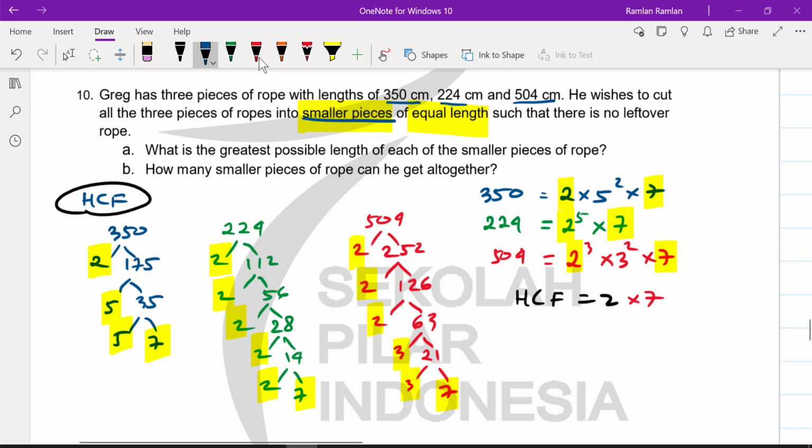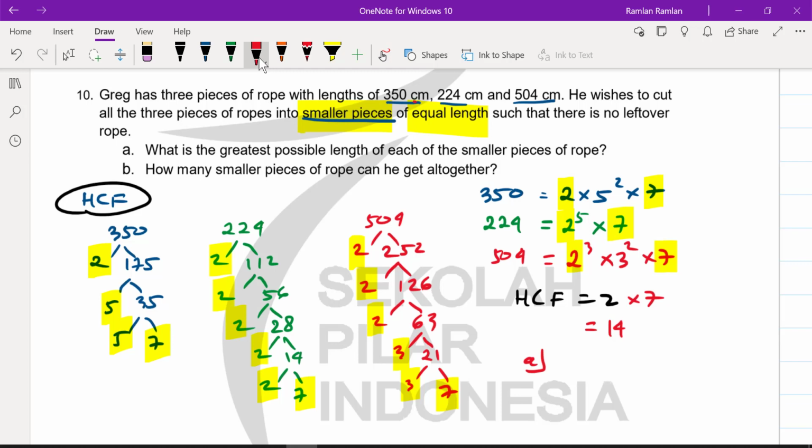Now, we do not take the 5 because we don't have any 5 over here, we don't have any 5 over here, so don't take it. We also do not take the 3 because we don't have any 3 over here and over here, right? So don't take the 3. So that's just 2 times 7, which is equal to 14. So, for question A, the greatest possible length of each of the small pieces is 14.